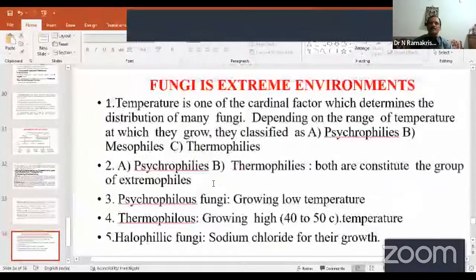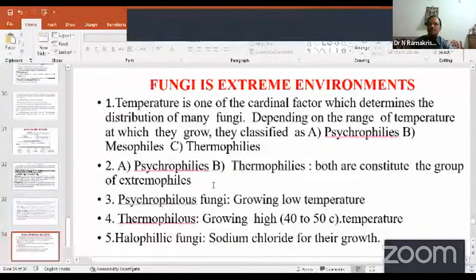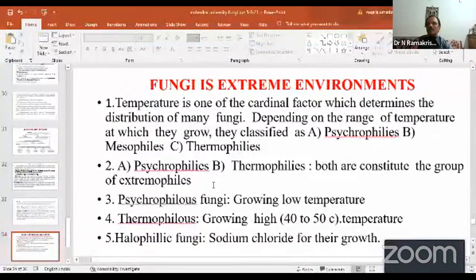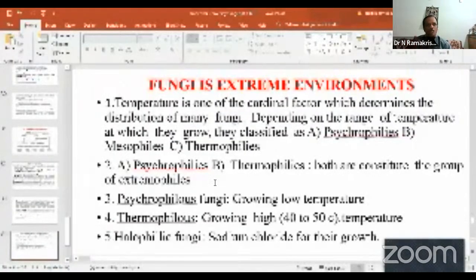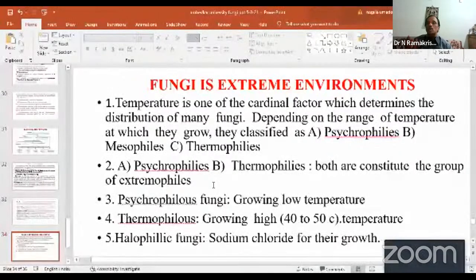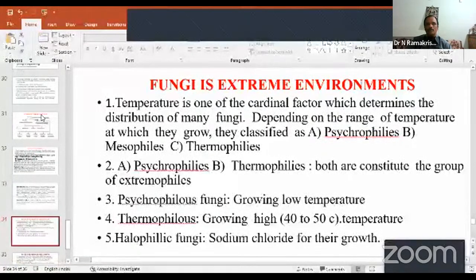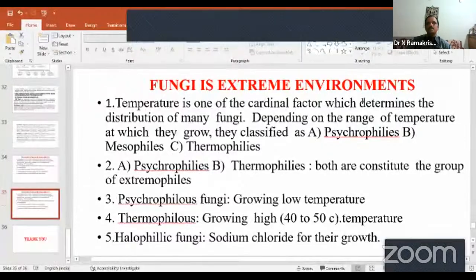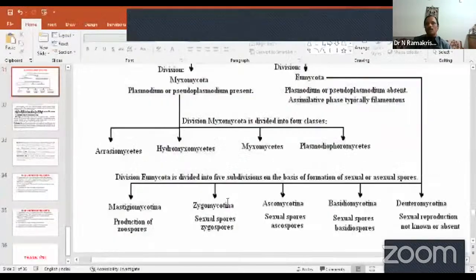Extreme environments. Temperature is one of the important factors which determines distribution, and depending on the range, growth is classified. Psychrophilic: fungi growing only at around 0 degrees centigrade or below. Second one, thermophilic: 40 to 50 degrees centigrade, above that temperature. And next is sodium chloride concentration, halophilic. These are fungi from extreme environments.